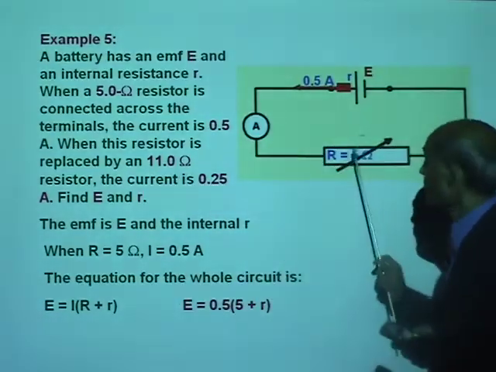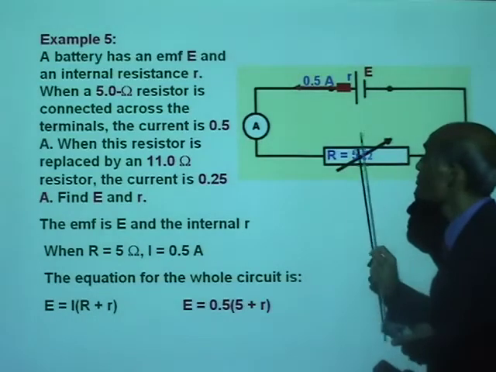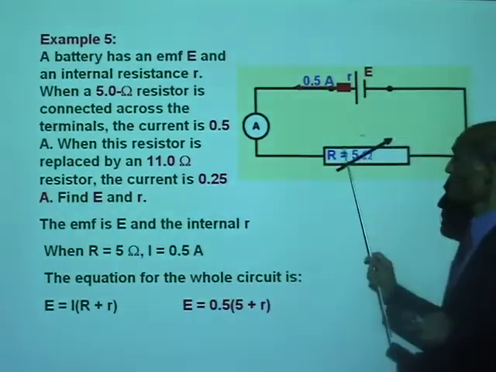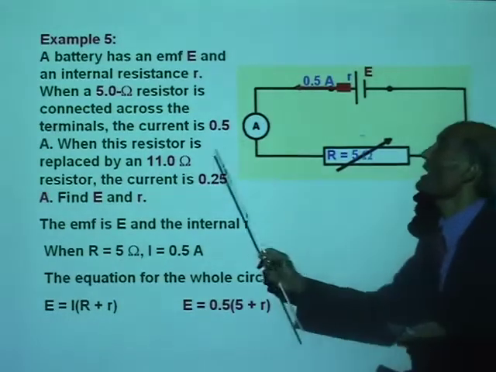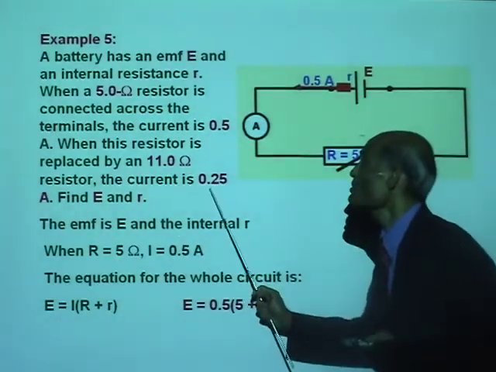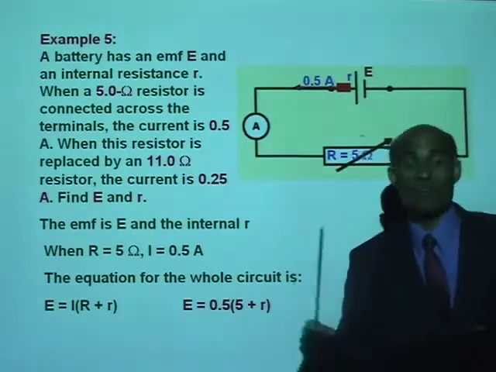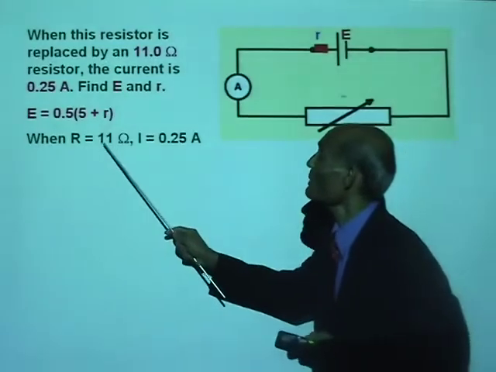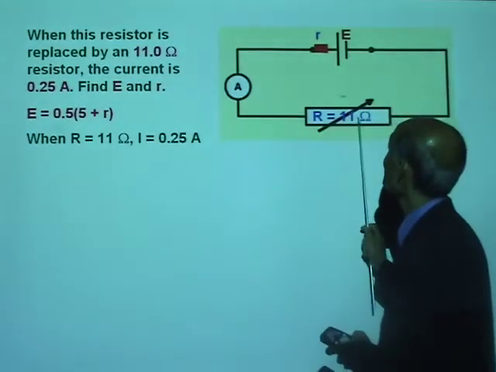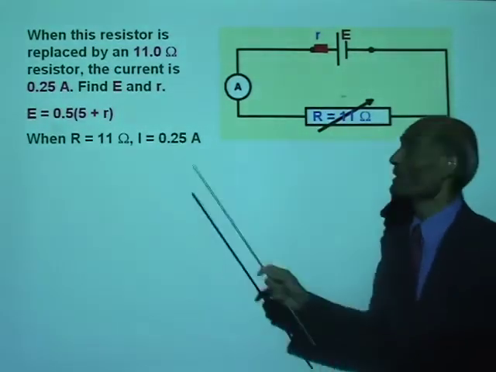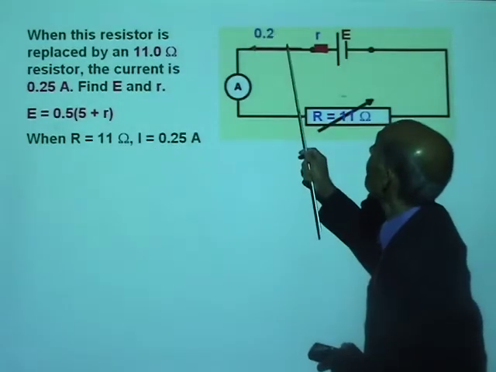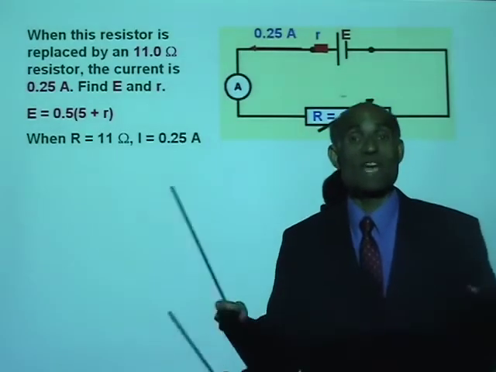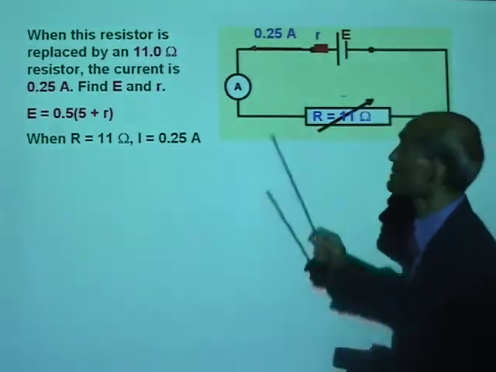What is that? When this 5 ohm external resistor is replaced by an 11 ohm, the current now becomes 0.25. Let's go and make that change. When R equal to 11 ohm, the current now is 0.25 ampere. Alright, write the same equation for this setup.